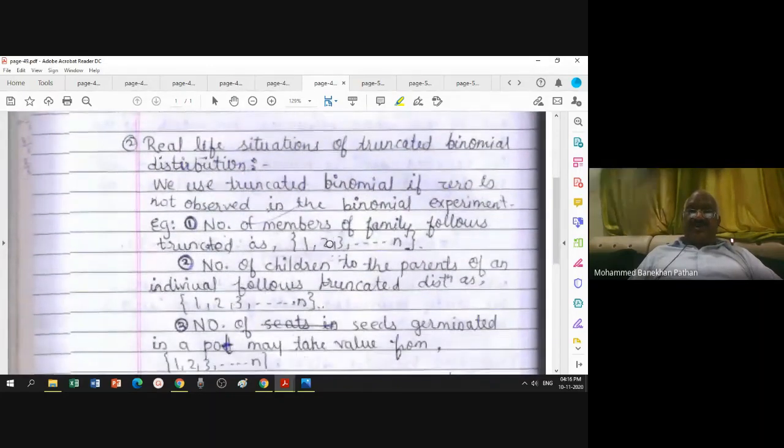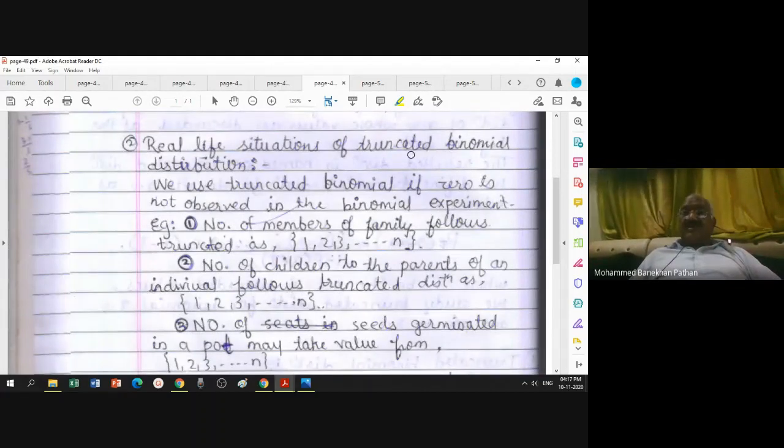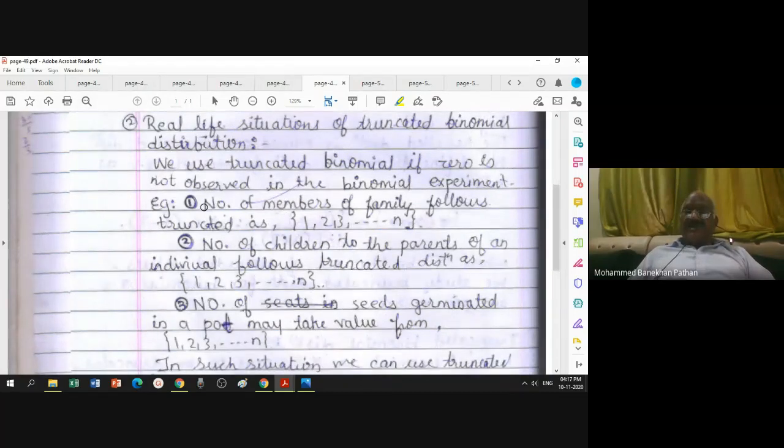Remark 2. What are the real life situations to apply the truncated binomial distribution? Just now I gave one example about the germination of seeds. You may have other examples in real life. The number of members of a family follows a truncated distribution with range 1 to n.